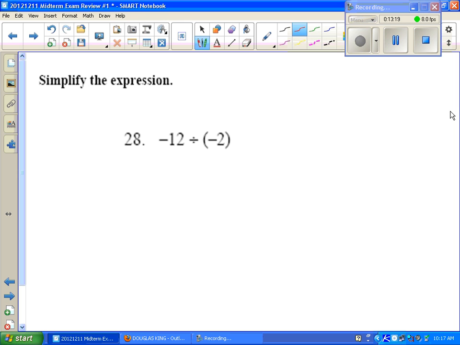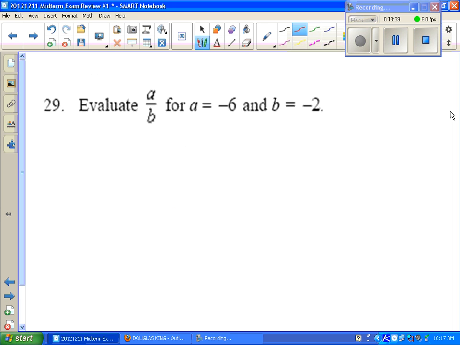This says negative 12, and that says divided by, it might be a little tough for you to see, but divided by negative 2. Just like multiplication, a negative divided by a negative is always a positive. 12 divided by 2 is 6, and it is always going to be positive. Negative divided by negative. This says A over B, or A divided by B. A's value is negative 6 over B's value, which is negative 2. A negative divided by a negative, just like a second ago, is going to be positive. 6 divided by 2 is going to be 3. And since it's a negative divided by a negative, it's a positive 3.